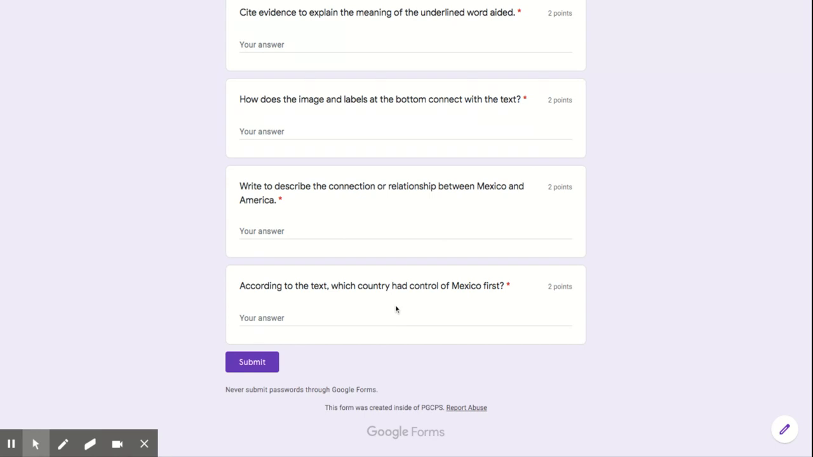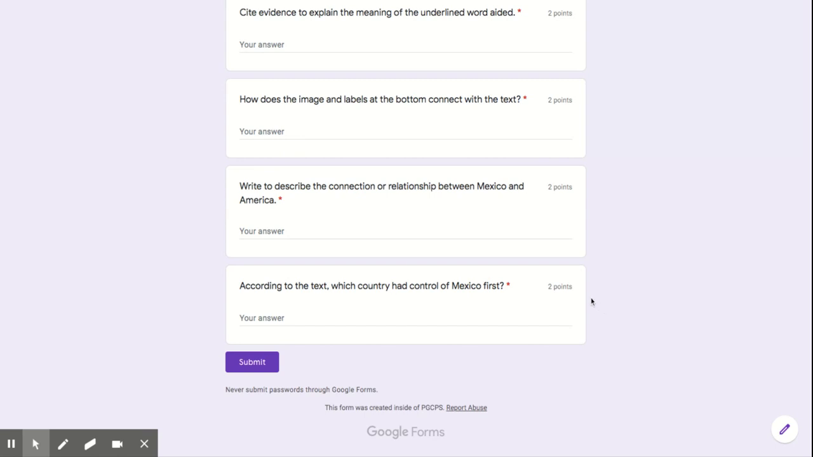And your last question, according to the text, which country had control of Mexico first? So again, go back to the text, find your answer, restate. I would include something about Mexico, control, and country. Those are some important words you should include in your restating.